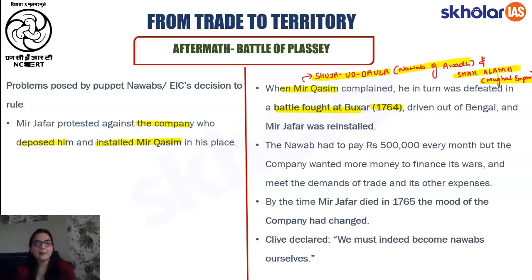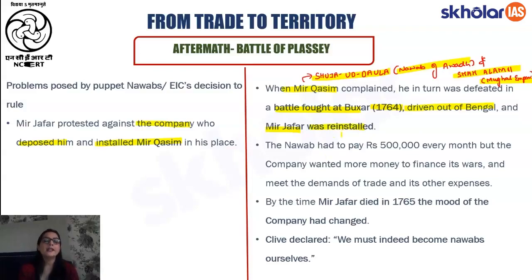the East India Company. However, students, it will be important to note that all three combined forces were not successful against the East India Company, and Mir Qasim in turn was driven out of Bengal, and again Mir Jafar, who was the Nawab before Mir Qasim, was reinstalled.